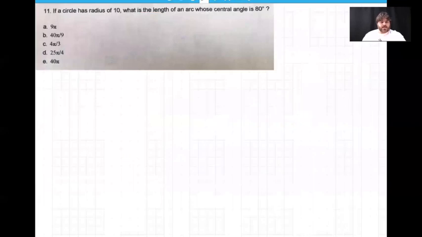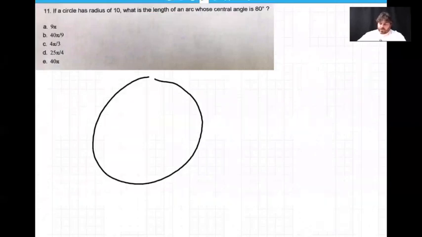All right, next question says, if a circle has radius of 10, what is the length of an arc whose central angle is 80 degrees? Great time for a picture here. Circle has radius 10, and we're talking about an arc length whose central angle is 80. So here's this central angle of 80. The question is, what is the arc measure here?